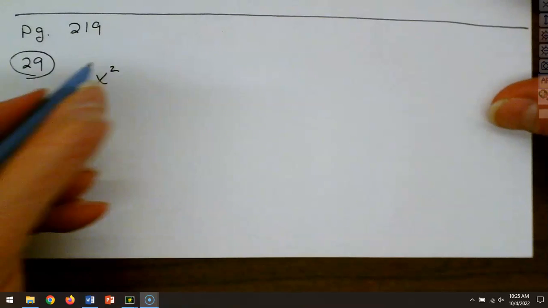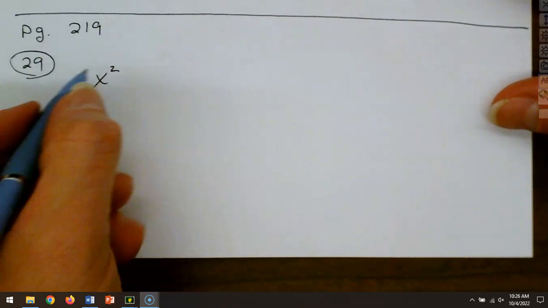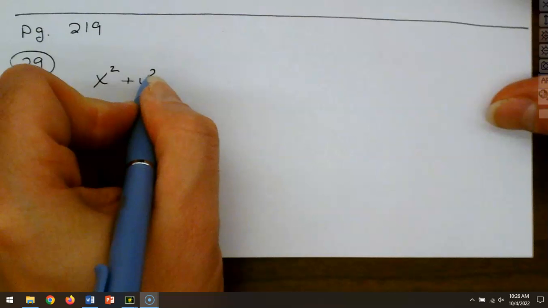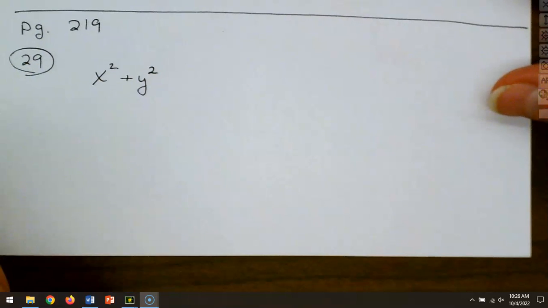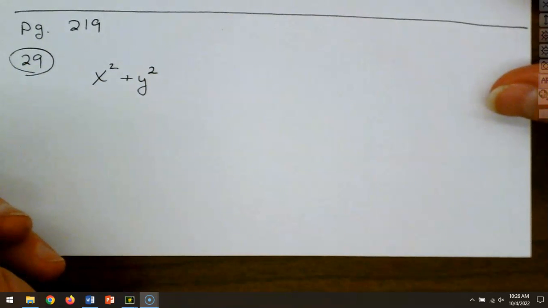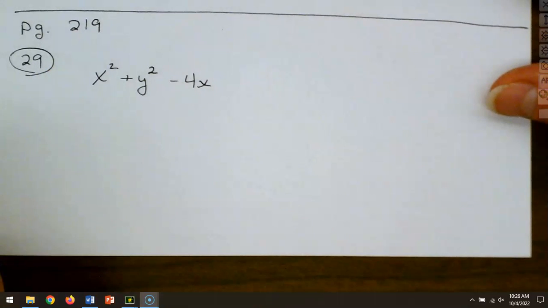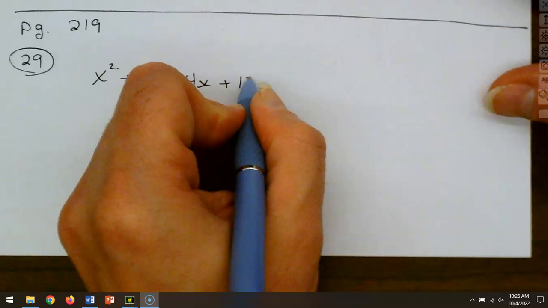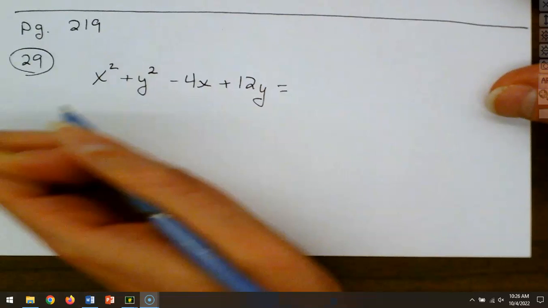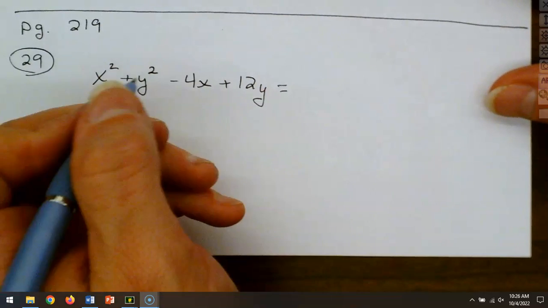We've got x squared plus y squared minus 4x plus 12y equals negative 4.